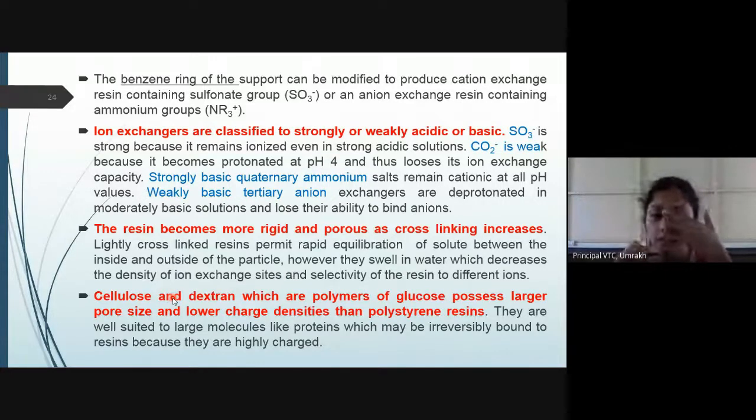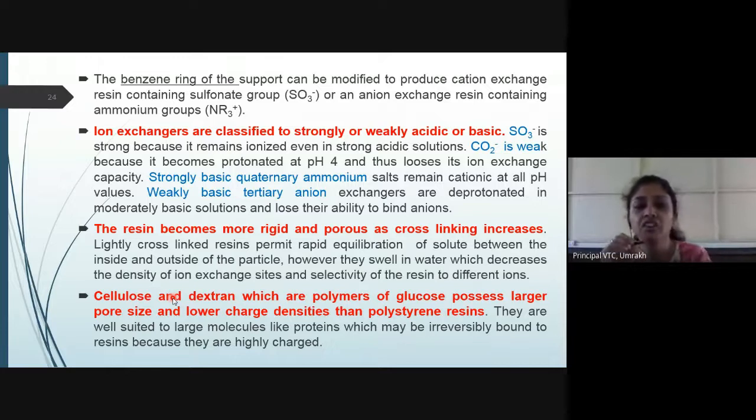Ultimately, the resins we use for separation in ion exchange chromatography should be adequately cross-linked. If it is lightly cross-linked, it will easily permit the equilibrium of solute. But it will swell, and the density of the sites present for ion exchange will decrease.